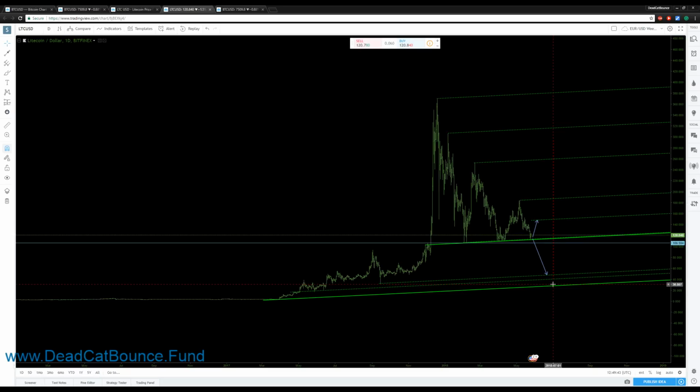30 bucks. So this is like, what is this? 400% to the downside. If Litecoin goes down to 30 bucks, you have to go 400% to the upside to reach this level back again. Amazing.